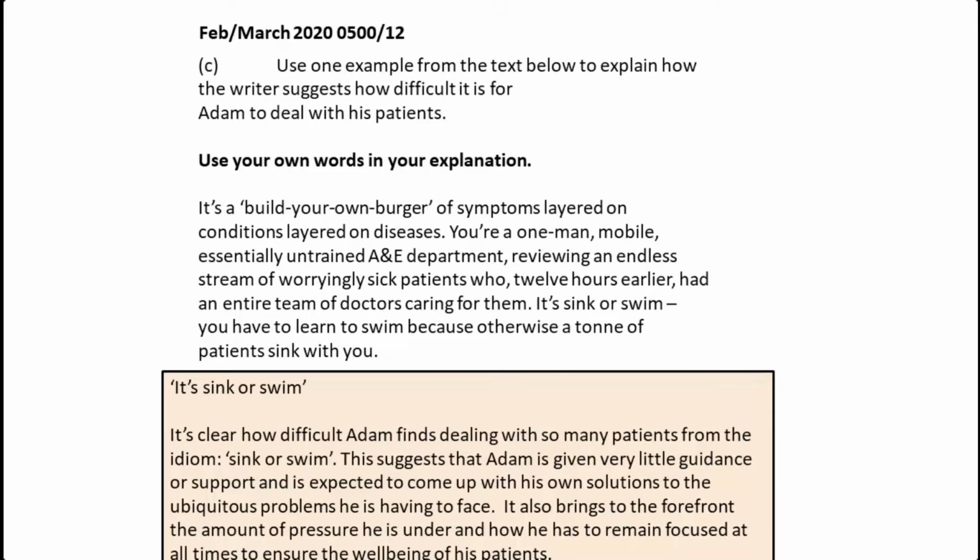It also brings to the forefront the amount of pressure he is under and how he has to remain focused at all times to ensure the well-being of his patients. And with this question, I always advise my students just to write the quote at the top of their response just to keep them focused, and I also advise them to try and include the quotation in their response.